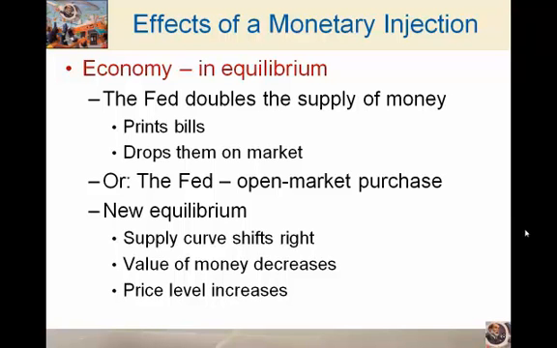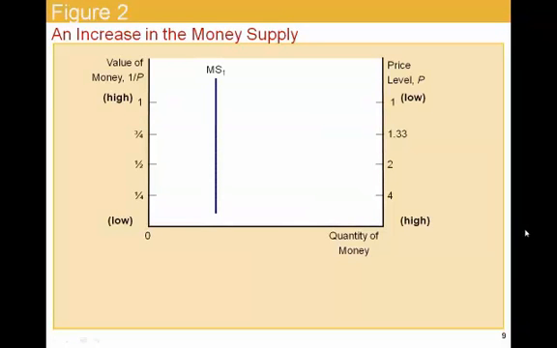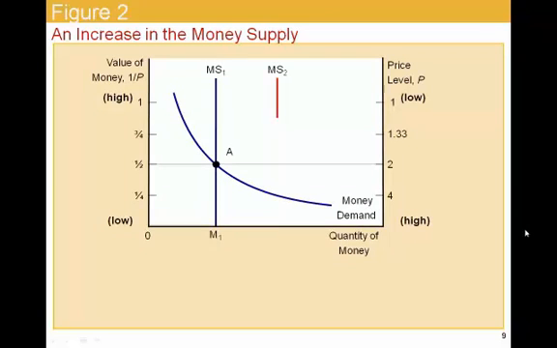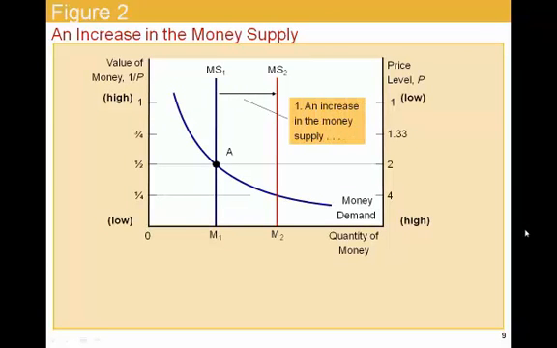What will the new equilibrium be? Well, the supply curve is going to shift to the right. That means the value of money decreases, and that means the price level increases. So let's show this in a diagram. Here we're going to see money supply shifting to the right. That's an increase in the money supply.